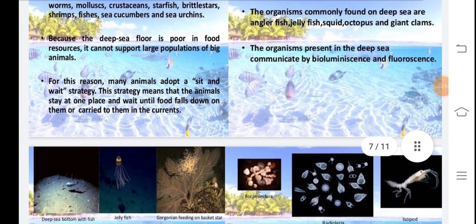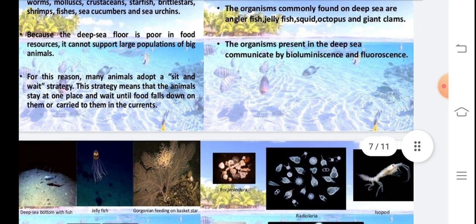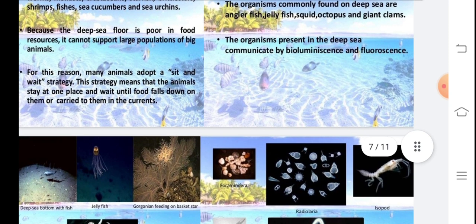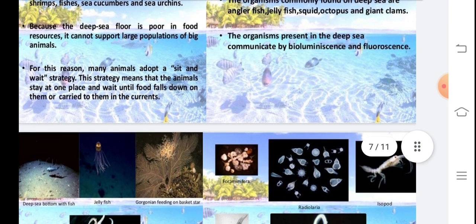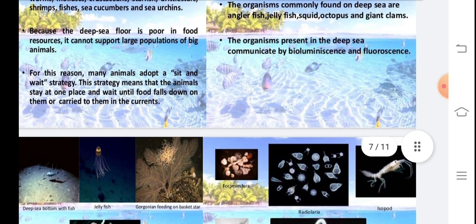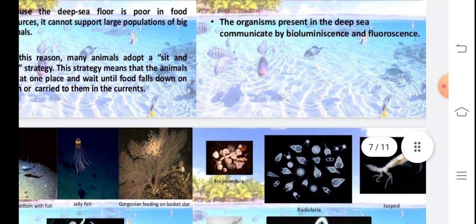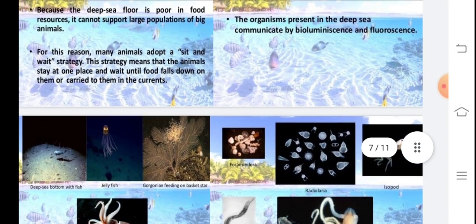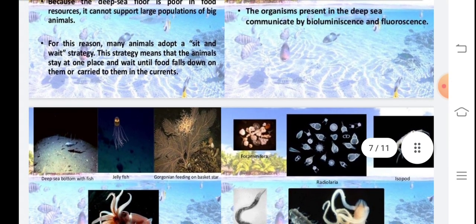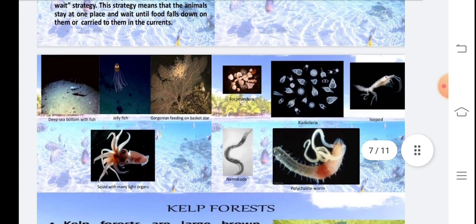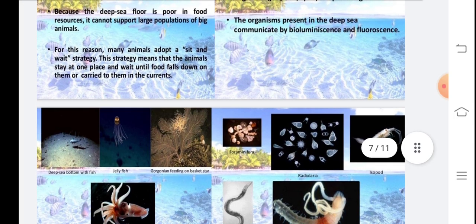You see, these are the different organisms present in the deep sea, and they show clearly due to bioluminescence and fluorescence properties. Bioluminescence means they glow, like fireflies, or like that type of fish.